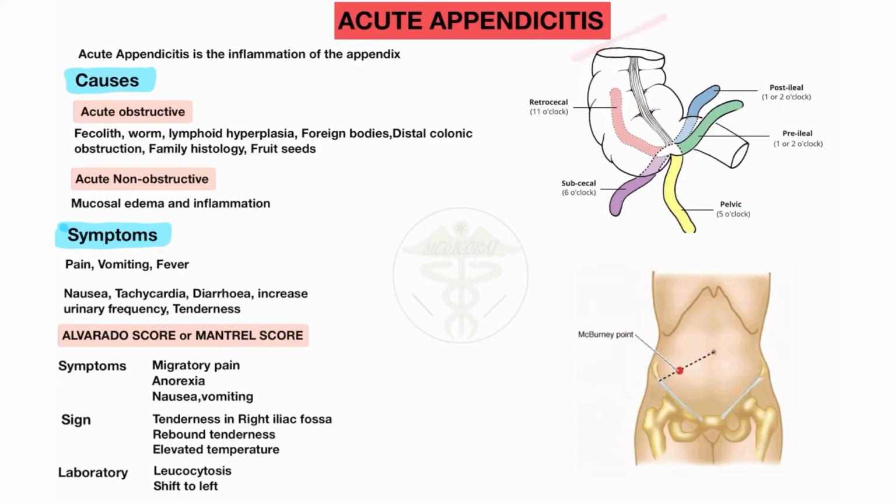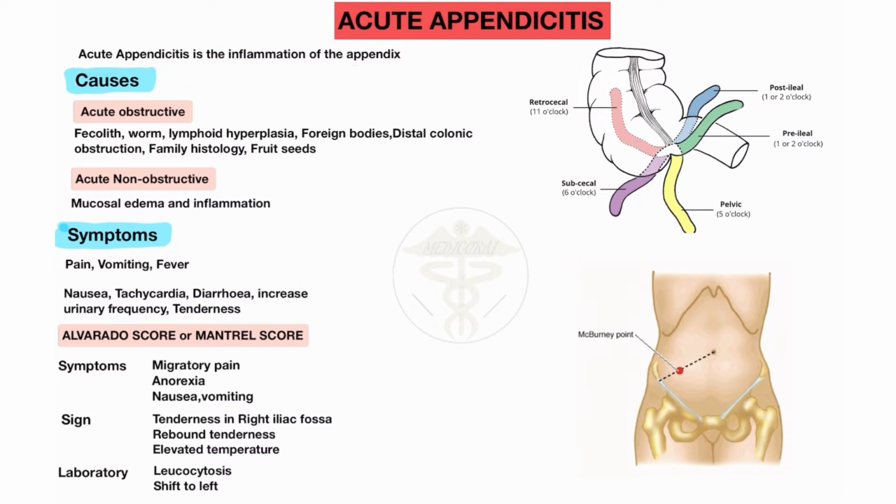Acute appendicitis. First of all, I will explain what the appendix is. Most scientists say the appendix is a vestigial organ, meaning its function is not known. But some scientists say it is an organ which provides an immune response to the body. So it is also an immunological organ. When inflammation occurs in the appendix, it is called acute appendicitis. So acute appendicitis is the inflammation of the appendix.